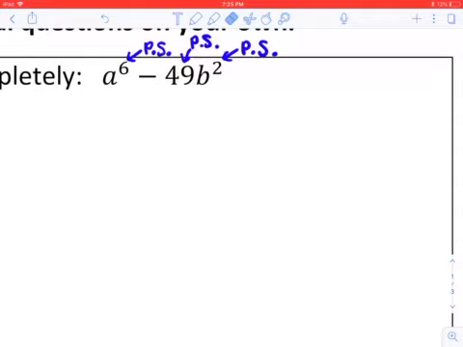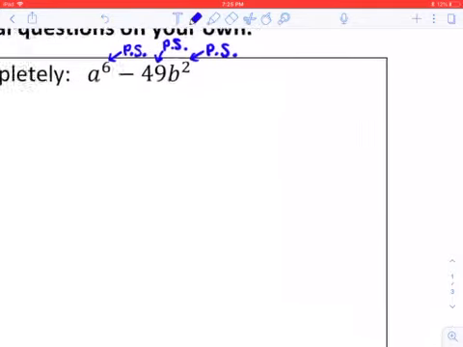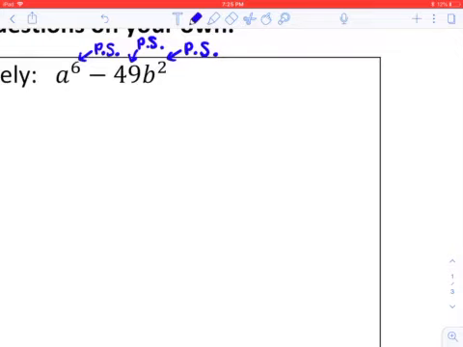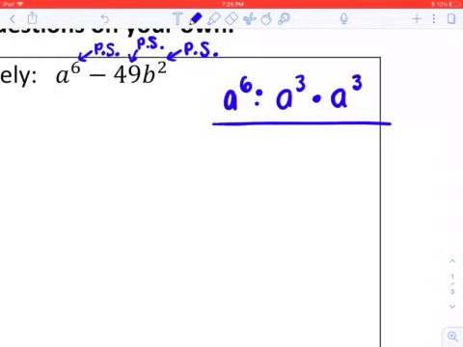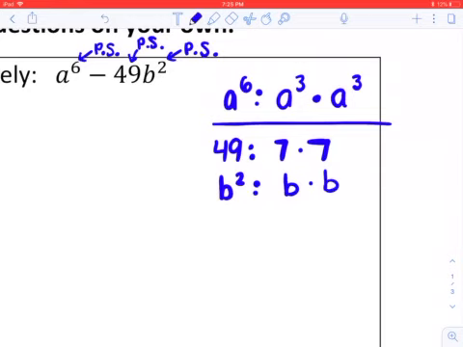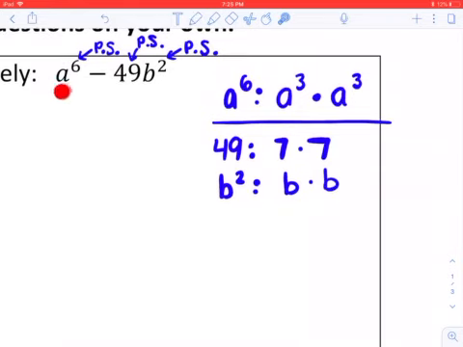Some of you are able to do this super fast, but I'm going to take it the long way just for those that don't remember how to do this. We break it down. So a to the 6th is a to the 3rd times a to the 3rd. Then we have our minus sign, so that's where I split this up. 49, we already said, is 7 times 7. And then finally I have b squared, and that is b times b. You always go in a row. So a to the 6th came first, so that's what I put first. Then the minus sign, so that's where I drew the line. Then 49, and then b squared. So I go in order.